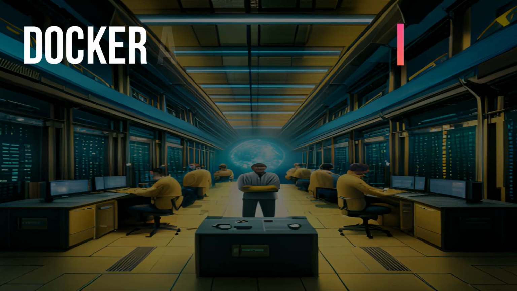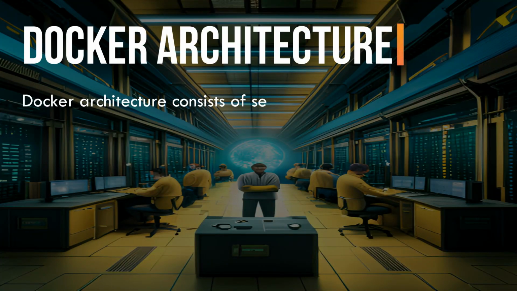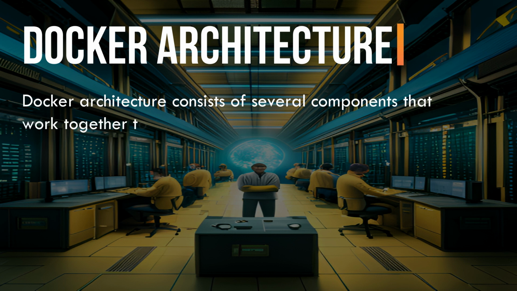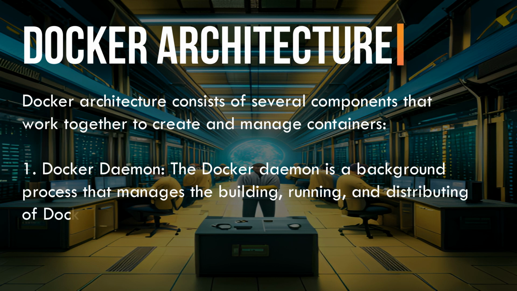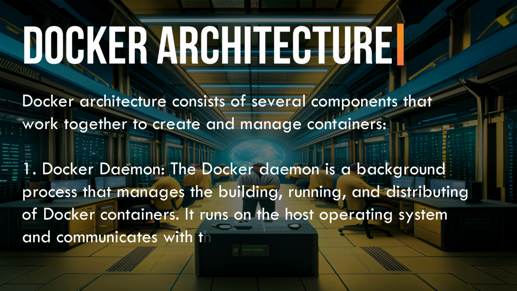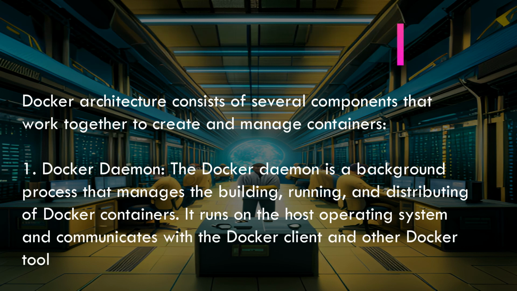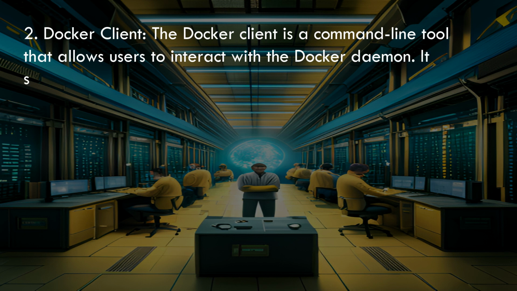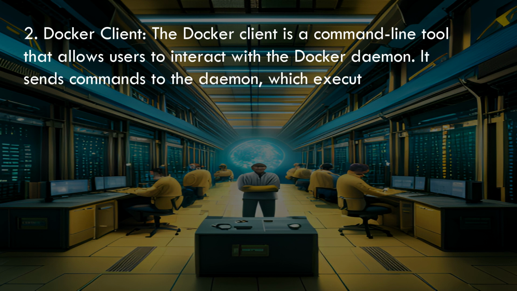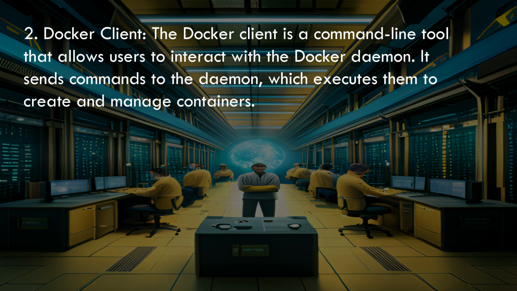Docker architecture. Docker architecture consists of several components that work together to create and manage containers. 1. Docker daemon. The Docker daemon is a background process that manages the building, running, and distributing of Docker containers. It runs on the host operating system and communicates with the Docker client and other Docker tools. 2. Docker client. The Docker client is a command line tool that allows users to interact with the Docker daemon. It sends commands to the daemon, which executes them to create and manage containers.